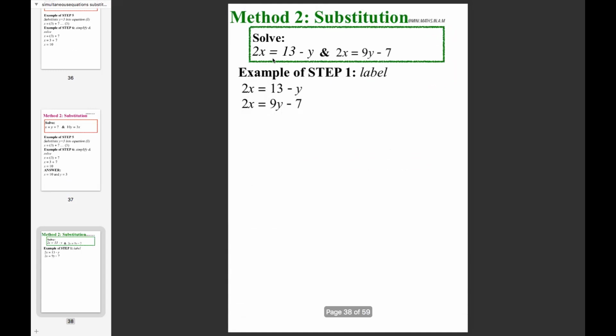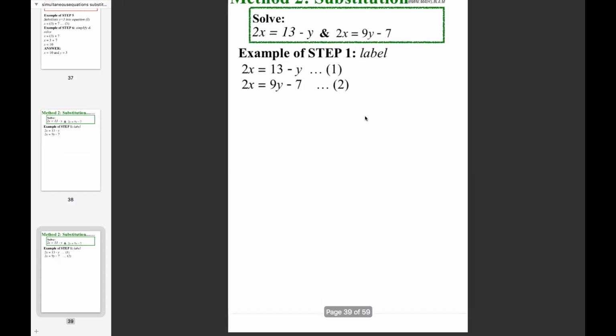Okay, last example here, we have 2x equals 13 minus y, and 2x equals 9y minus 7. Now, there's different ways to solve these questions. Because algebra has lots of options, we're just going to stick with a consistent method throughout these questions. But you might see a shortcut that could solve it a little bit faster. Okay, so for these questions, we've been labeling, so we label it 1 and 2, as done here.